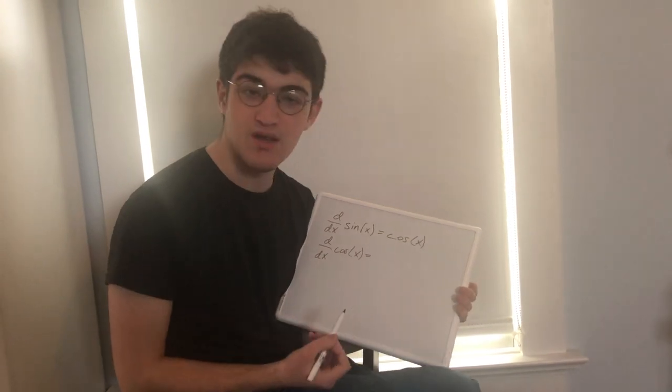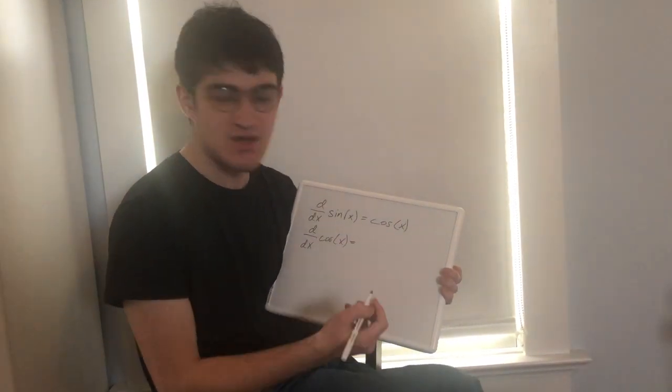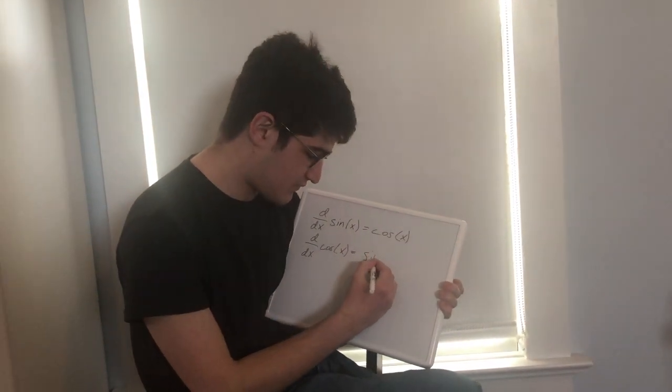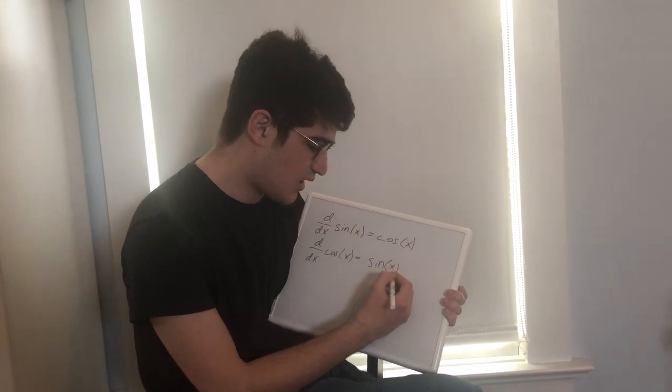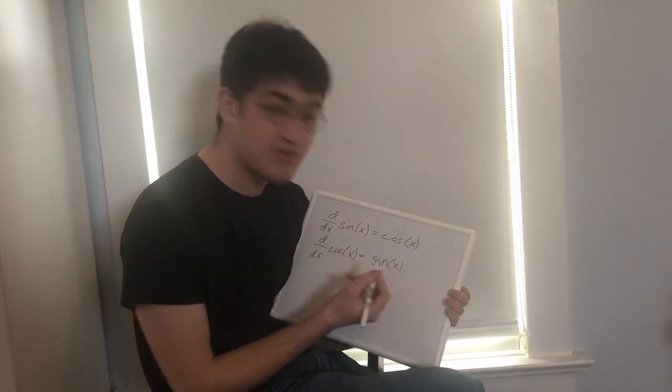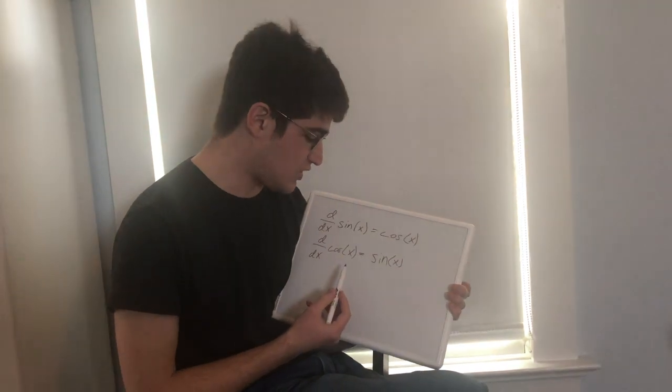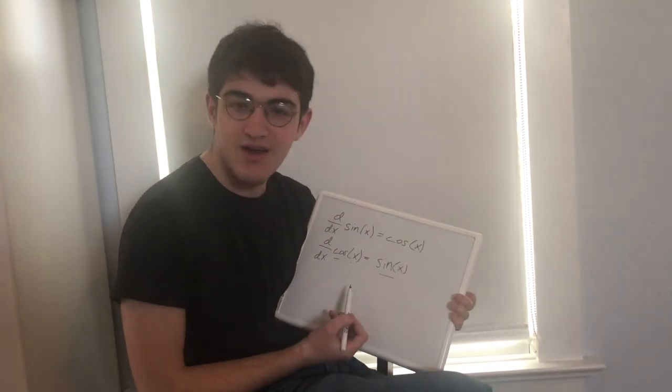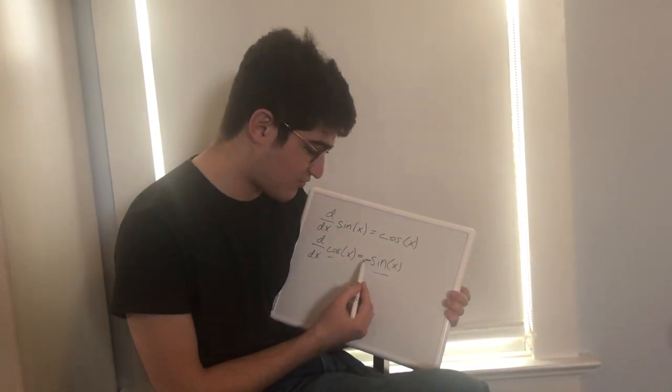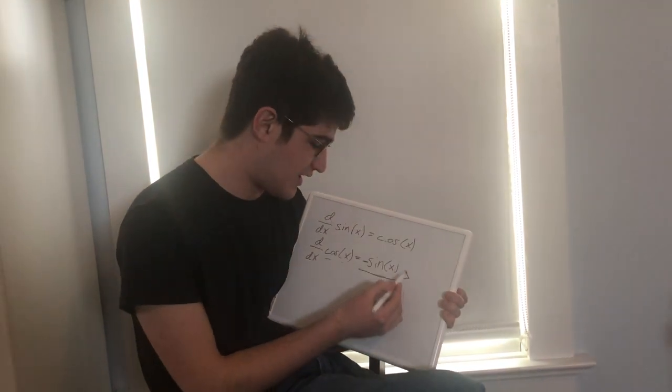The derivative of cosine x is going to work much the same way to just get back to sine of x. The thing is, it's not the same thing. In fact, cosine is really just a close cousin of sine, so we're going to have to throw in a minus here in order to get our answer.